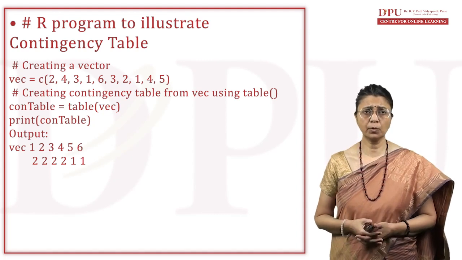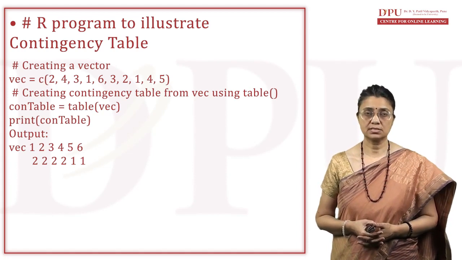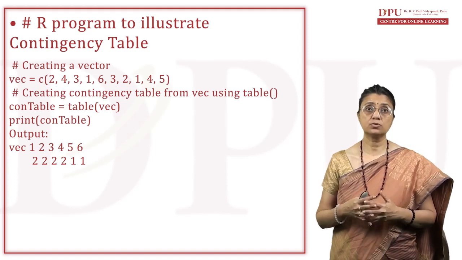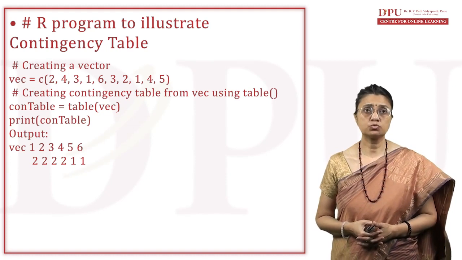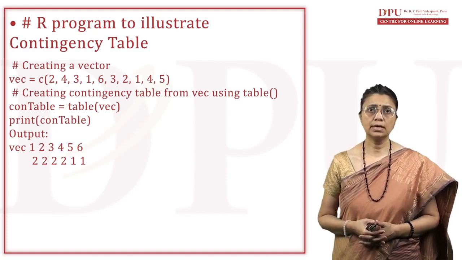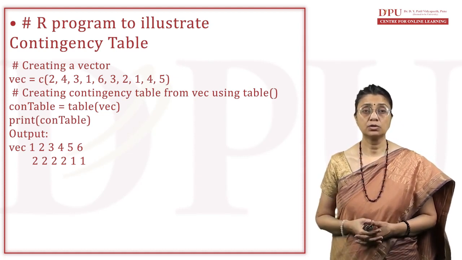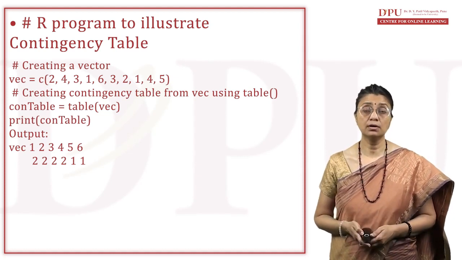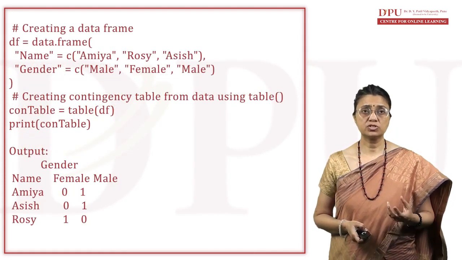Now, the point is how to interpret this output. It is 1, 2, 3, 4, 5, 6, which are our values. So the first row is the values and the second row is the frequency. So let's see. 1 appears 2 times, 2 appears 2 times, 3 appears 2 times, 4 appears 2 times, 5 appears 1 time and 6 appears 1 time. So that is how the table is created: the first row corresponds to the value and the second row corresponds to the frequency.